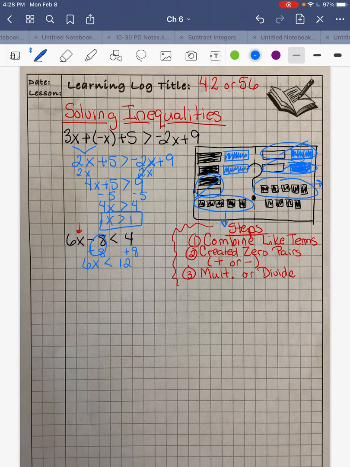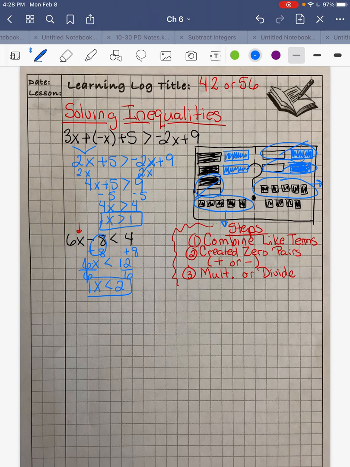So that was my second step. My third step is multiplying or dividing. To get that x by itself, I need that 6 to go away. It's 6 times x. So the opposite is dividing, again, always both sides, to make that 6 go away. 6 divided by 6 is 1. That leaves x by itself. And 12 divided by 6 is 2. And that's my solution. x is less than 2. Done.